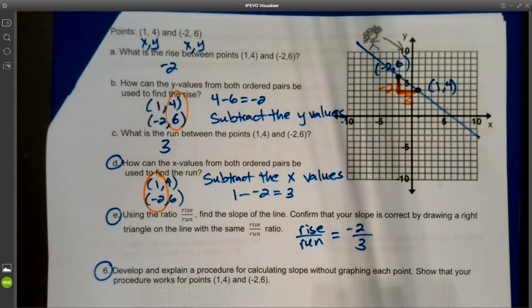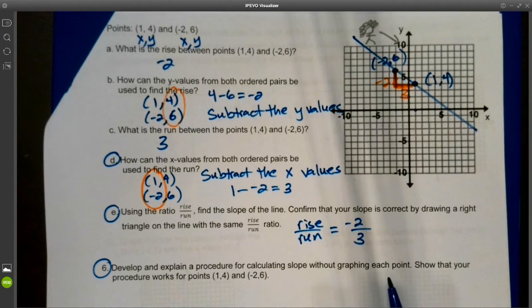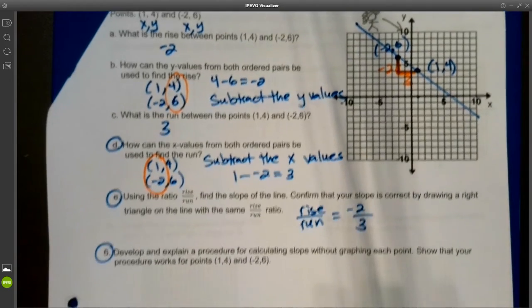Now, what's fun about this is, for number 6, can we develop and explain a procedure for calculating slope without having to graph each point? Hey, I love graphing. You love graphing. Everybody loves graphing. But it can be time consuming. Is there a way that we can find the slope without having to graph? There is. So here we go.